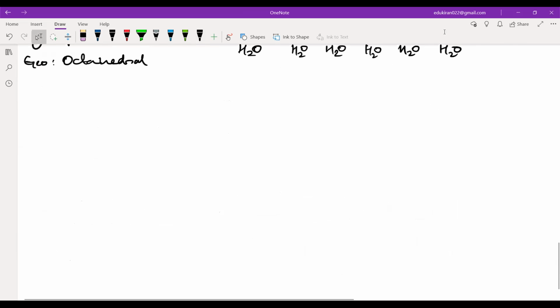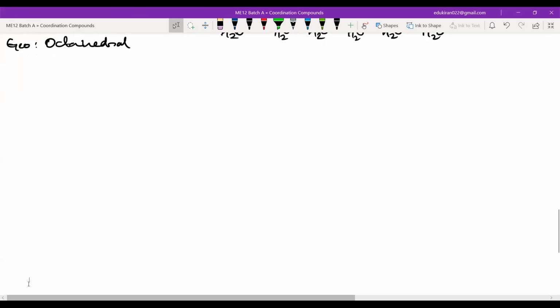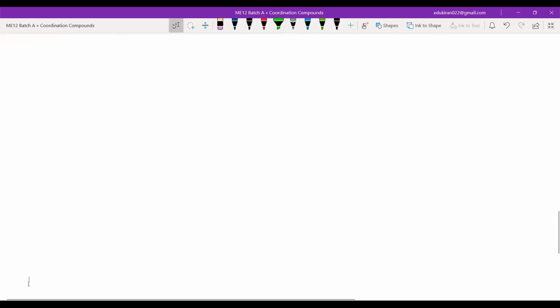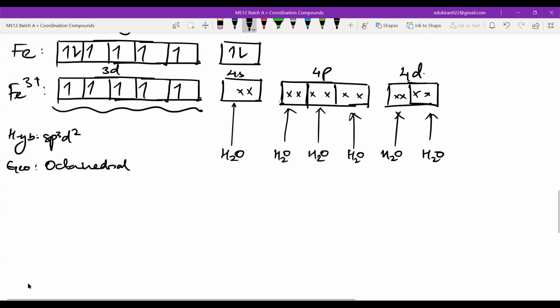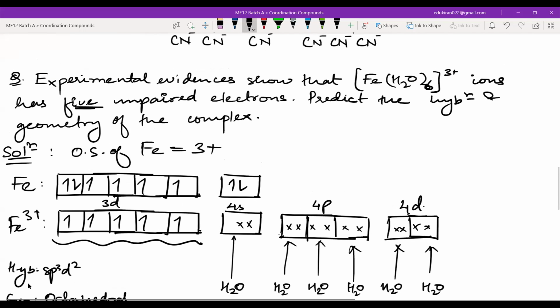Yes. Now we will look at examples of coordination number 4. So is it paramagnetic or? Paramagnetic, not diamagnetic, because there are 5 unpaired electrons. Right? It will be paramagnetic. 5 unpaired electrons are there.